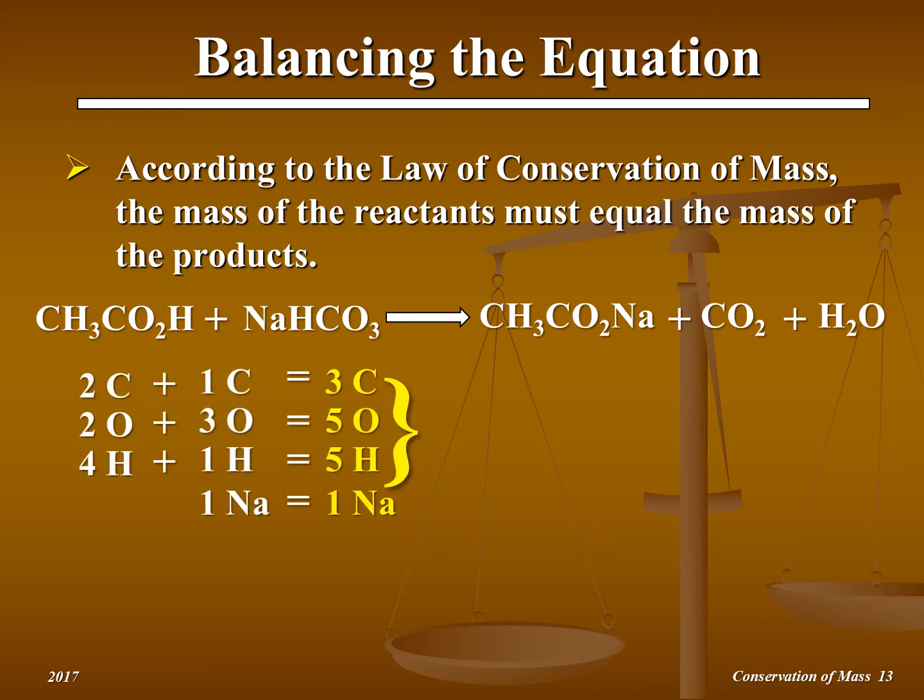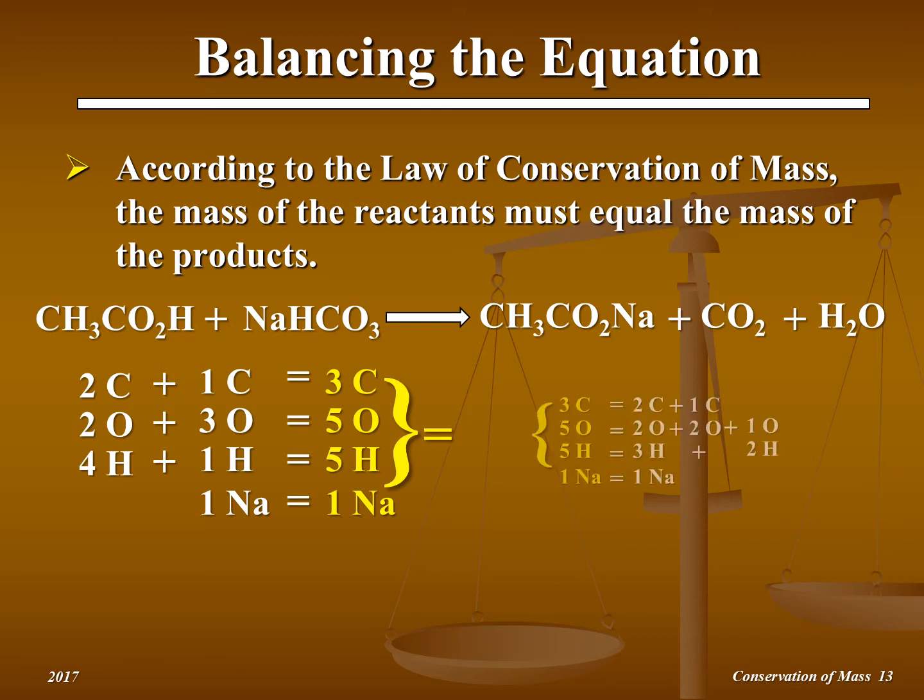In the list of atoms of the reactants, we see that acetic acid has 2 carbon atoms, 2 oxygen atoms, and 4 hydrogen atoms. Sodium bicarbonate has 1 carbon atom, 3 oxygen atoms, 1 hydrogen atom, and 1 sodium atom. The total number of atoms in the reactants is therefore 3 carbon atoms, 5 oxygen atoms, 5 hydrogen atoms, and 1 sodium atom.